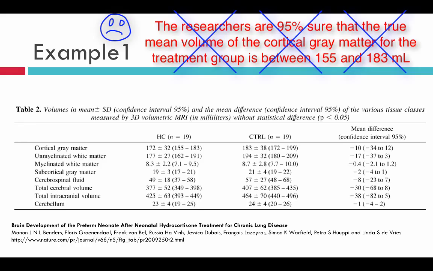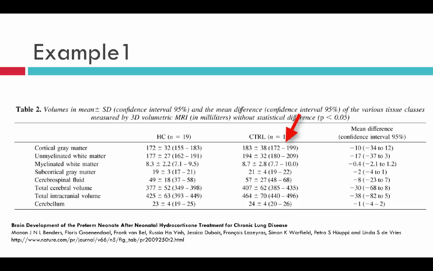The difference is we only have, or the researchers in this situation only took, one sample. If they were to repeatedly take sample after sample after sample and create confidence intervals, then over the long run, 95% of them would contain the true volume. In the next column, we see for the control group, we have a confidence interval of 172 to 199.